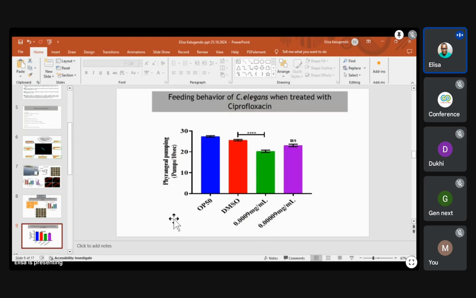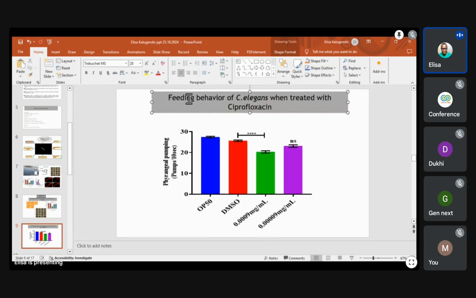So the first parameter was one of the behaviors for the study of C. elegans, which is feeding behavior. In feeding behavior, practically, we counted the pharyngeal pumping, the number of pharyngeal pumps in C. elegans. We found that at the highest concentration we studied, there was a clear decline in the feeding habit of C. elegans, and hence we concluded that this concentration highly impacted the C. elegans feeding activities.